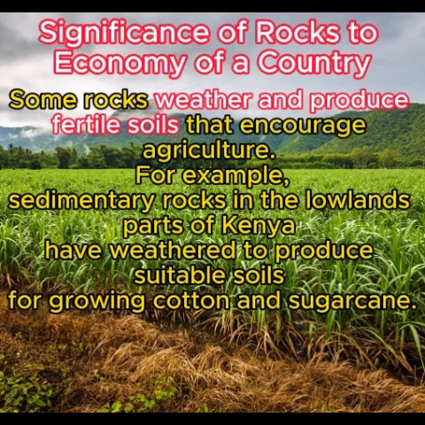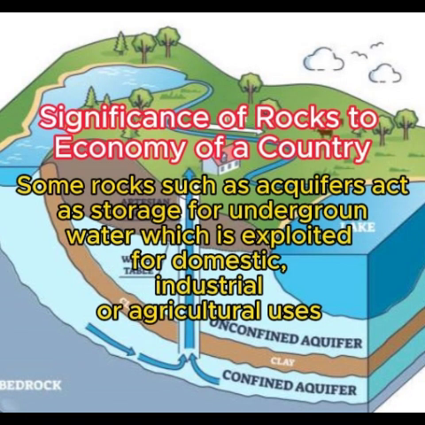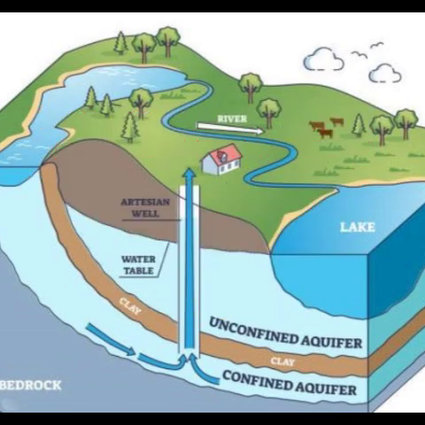Fourth, some rocks weather and produce fertile soils that encourage agriculture. For example, sedimentary rocks in the lowlands parts of Kenya have weathered to produce suitable soils for growing cotton and sugar cane. Finally, some rocks such as aquifers act as storage for underground water, which is exploited for domestic, industrial, or agricultural uses.